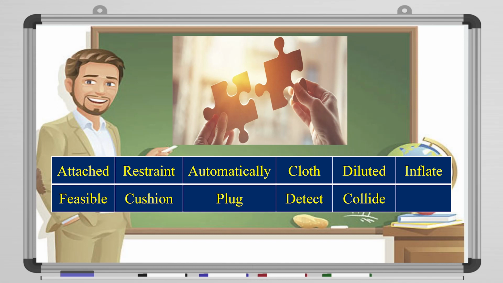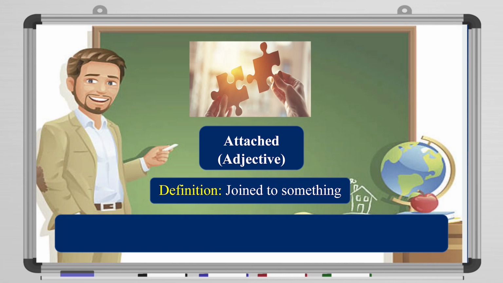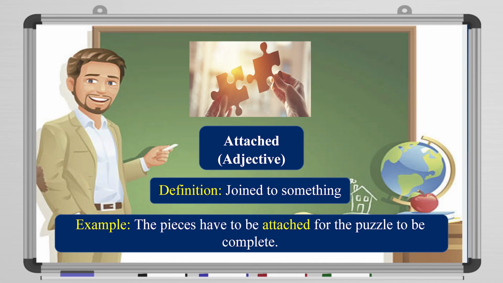I think you got it right. They are attached. It's an adjective. It means joined to something or joined together. For example, the pieces have to be attached for the puzzle to be complete. Okay, let's take a look at the second picture.